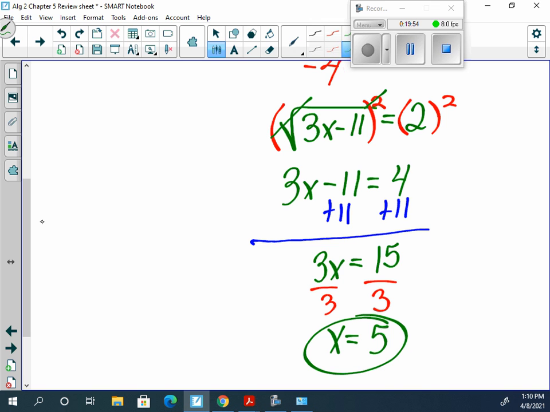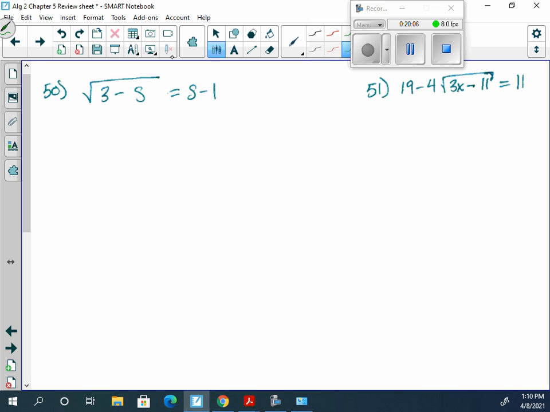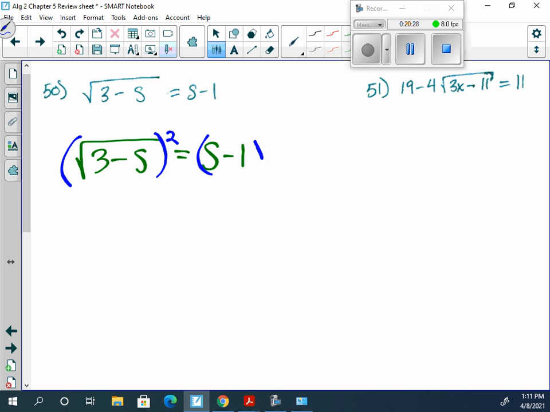Any other questions on this one here before we look at 50? All right, let's look at problem number 50. So the square root of 3 minus s is equal to s minus 1. So looking at this here, is the radical by itself? Yes, there's nothing else with the radical. So it means, since it's a square root, we can square both sides.